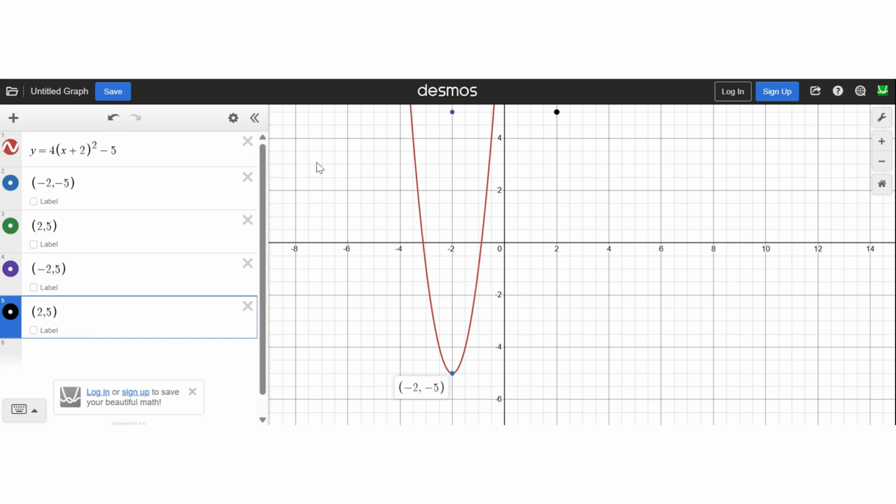You'll see problems like this on your final. So make sure you plug this in and you can use Desmos to get the answer.